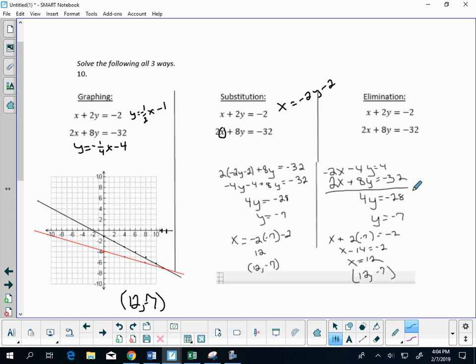For elimination, I created opposite coefficients. I have a +2 here. I need a -2. So if I multiply that top one by -2, that'll work. And I got the same answer. If you don't get the same answer on all 3 of them, you've done something incorrect.